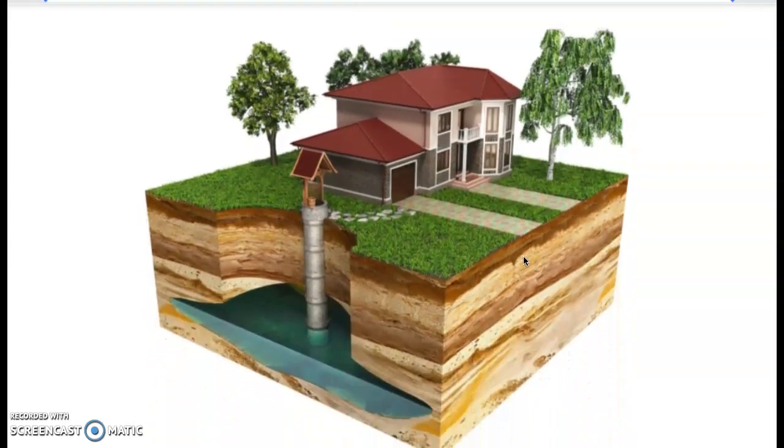And this picture is an example of, you can see the home, and this is a different kind of well, but they get the well water from this water source below, which is in an aquifer.